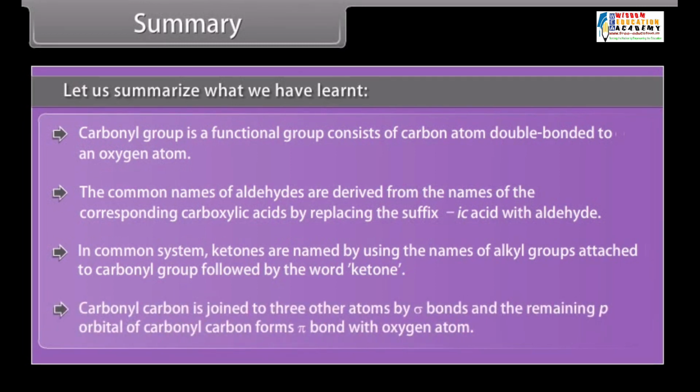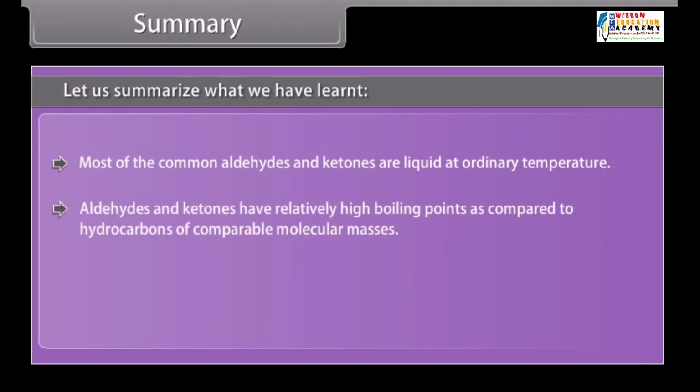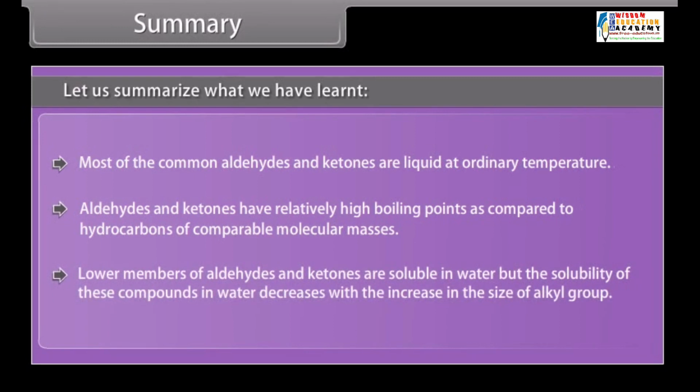Carbonyl carbon is joined to three other atoms by sigma bonds, and the remaining p orbital of carbonyl carbon forms a pi bond with the oxygen atom. Most of the common aldehydes and ketones are liquids at ordinary temperature. Aldehydes and ketones have relatively high boiling points as compared to hydrocarbons of comparable molecular masses. Lower members of aldehydes and ketones are soluble in water, but the solubility decreases with the increase in the size of alkyl group.